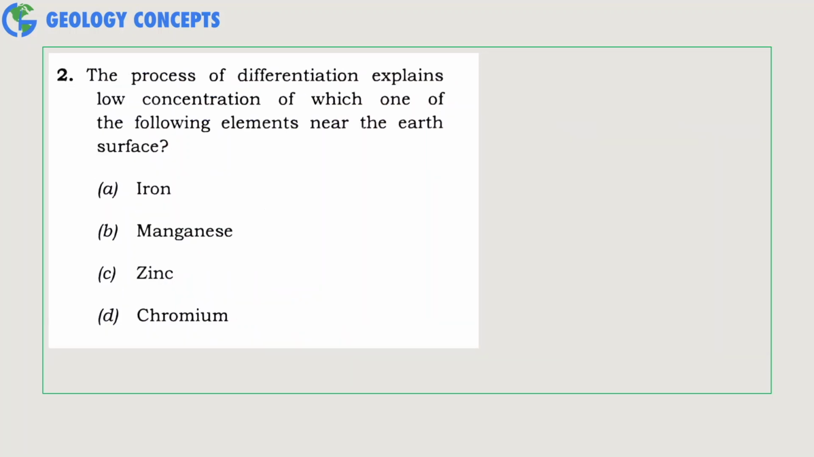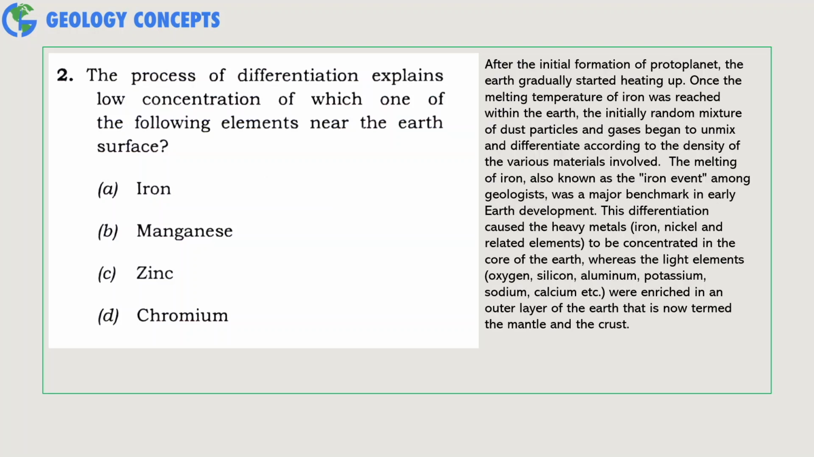Next question. The process of differentiation explains low concentration of which one of the following elements near the Earth's surface? Iron, manganese, zinc, and chromium. After the initial formation of the protoplanet, the Earth gradually started heating up. Once the melting temperature of iron was reached within the Earth, the initial random mixture of dust particles and gases began to unmix and differentiate according to the density of the various materials involved.